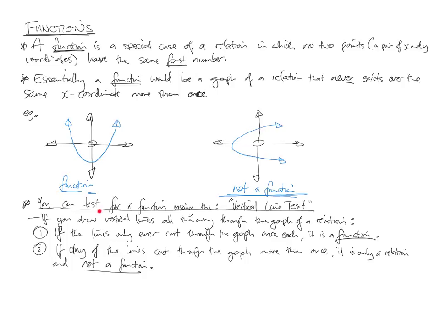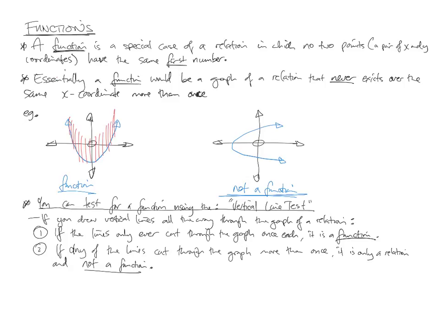So that brings us to the idea that you can test for a function using the vertical line test. If you drew vertical lines all the way through the graph of a relation, if the lines only ever cut through the graph once, it is a function. So let's have a look at that. If I was to draw vertical lines all the way through this, they're only ever going to cut through the relation, the blue line, once. So that's why it's a function.